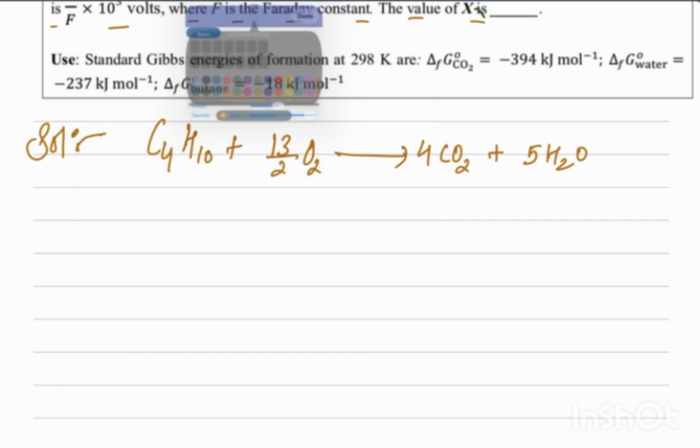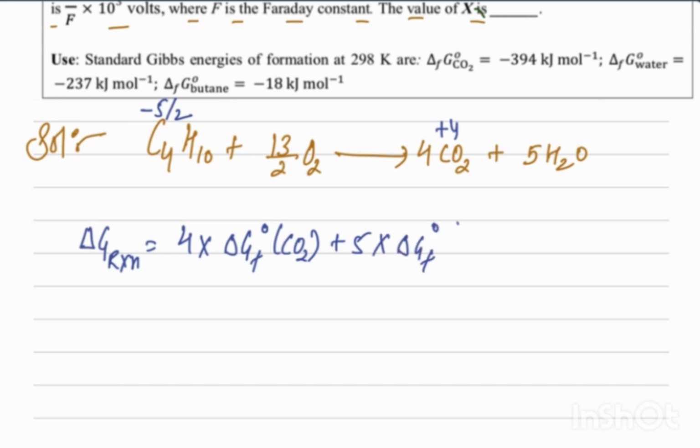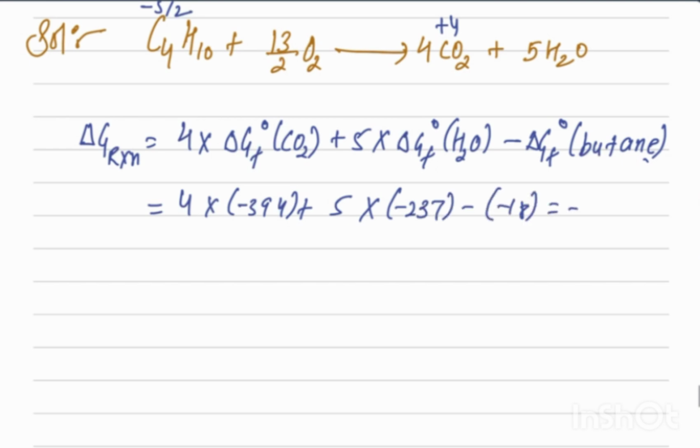Now we know that the oxidation state of hydrogen is plus 1 and the carbon is plus 4, and delta G of reaction can be written as 4 times delta G of formation of CO2 plus 5 times delta G of formation of H2O minus delta G of formation of butane. Now when we put the values, 4 into minus 394 plus 5 into minus 237 minus minus 18, so we will get minus 2743 kilojoule per mole.